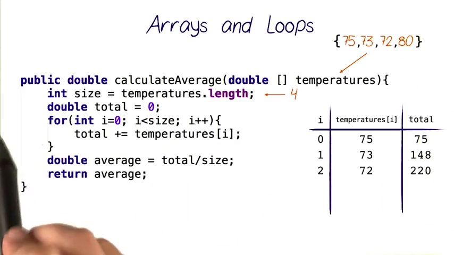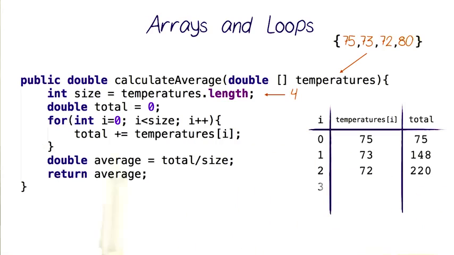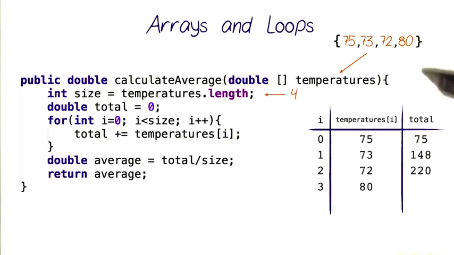We reach the closing bracket, go back up, increment I from 2 to 3, and then we're comparing it with the size, and 3 is still less than 4, so we step inside our loop, access our temperatures of 3, which is 80 at that point, and add that to total, making it from 220 to 300.